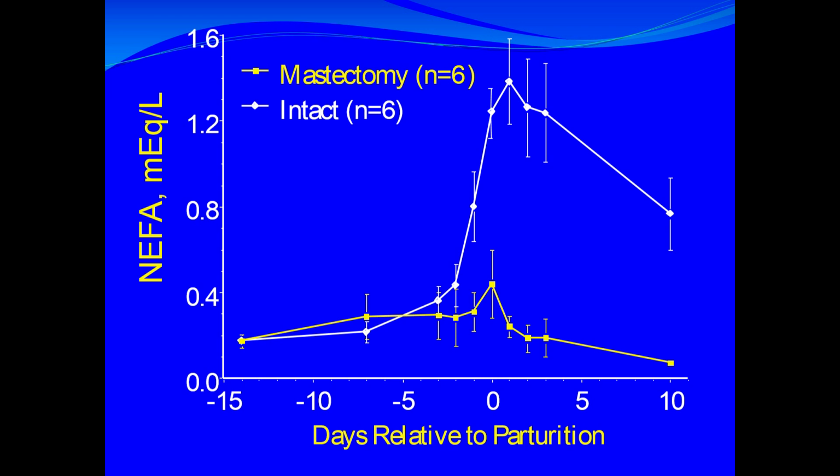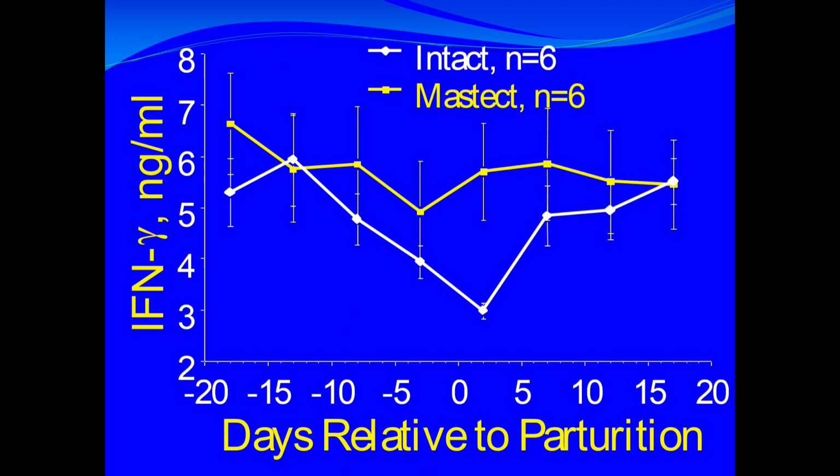If you look at her energy balance, which we'll use non-esterified fatty acid levels in the blood as an indicator, NEFA should be an index of how much body fat is mobilized at any instant in time. You can see again that the mastectomized animals suffer really no change in NEFA levels around time of calving, whereas the intact cows, a huge increase in NEFA in the periparturient period.